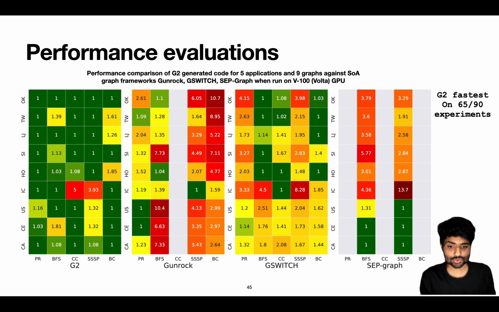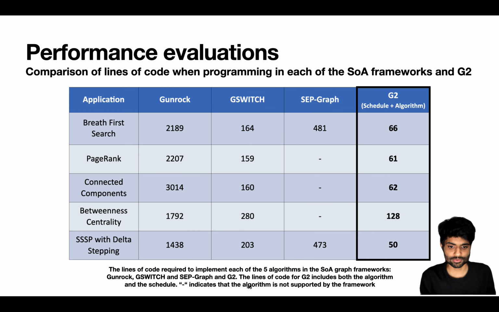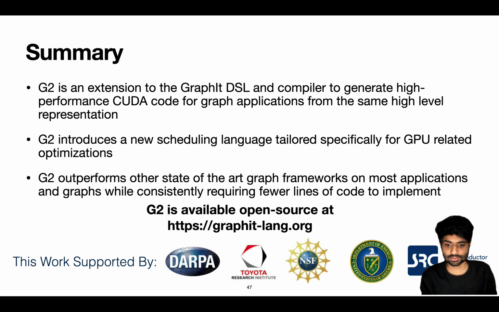Next, we will also show the number of lines of code required to implement these algorithms in each of the frameworks. For G2, we include both the lines of code required for the algorithm and the schedule. We can clearly see that G2 can get great performance with far fewer lines of code as compared to the other state-of-the-art frameworks. In our paper, we have a further deep dive analysis where we show the performance improvement from each of the new optimizations that we introduce in G2 separately. With this, I will conclude my talk.